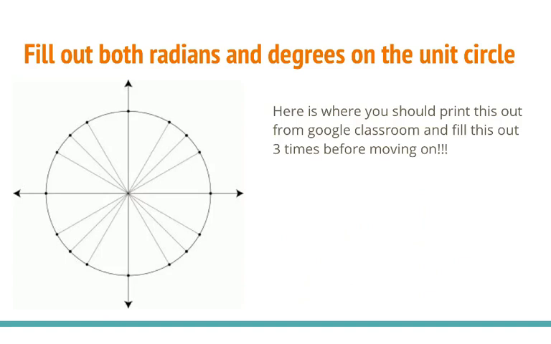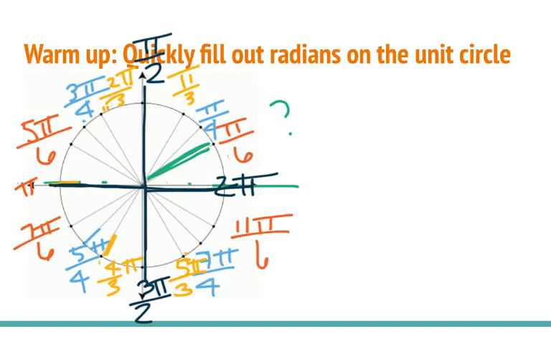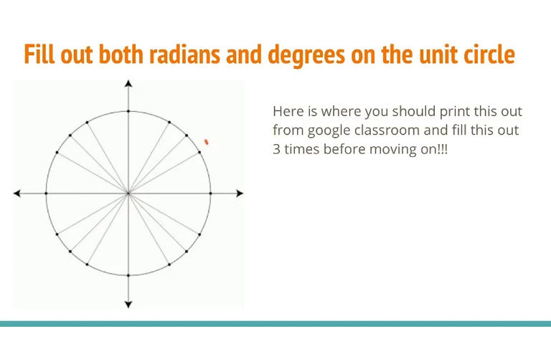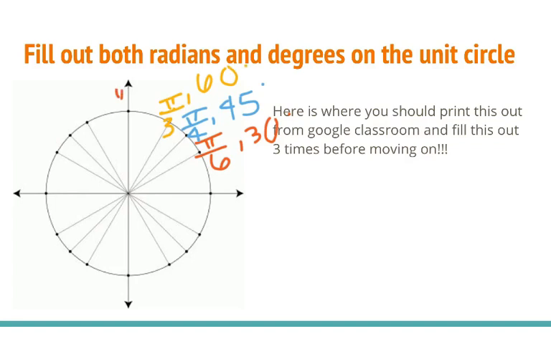Okay, so now we should be at the point where you can fill out both radians and degrees. Just like we started in the warm-up, this slide over here, where I just did radians, we should be able to go through and say, okay, this is pi over 6, this is pi over 4, this is pi over 3. But I should also be able to fill out the degree values. I should be able to say, well, this is the same thing as 30 degrees, this is the same thing as 45 degrees, this is the same thing as 60 degrees, and my next one would be pi over 2, and I know this is 90 degrees.